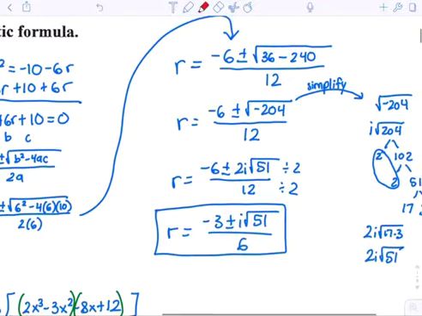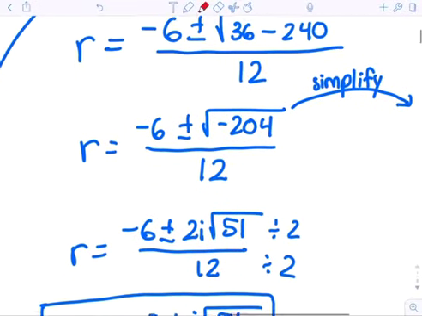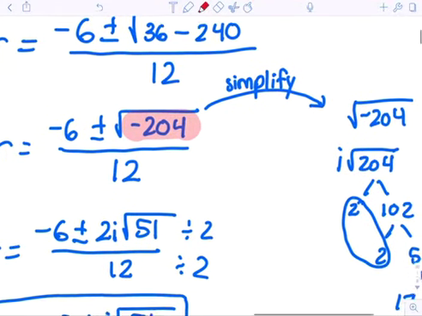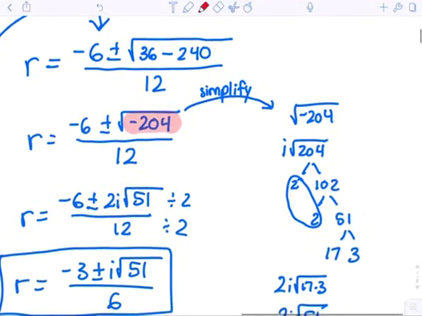Alright, so now we're essentially here. Now you guys have to simplify that. You gotta simplify that square root of negative 204. So let's look at the simplification and let me explain it.